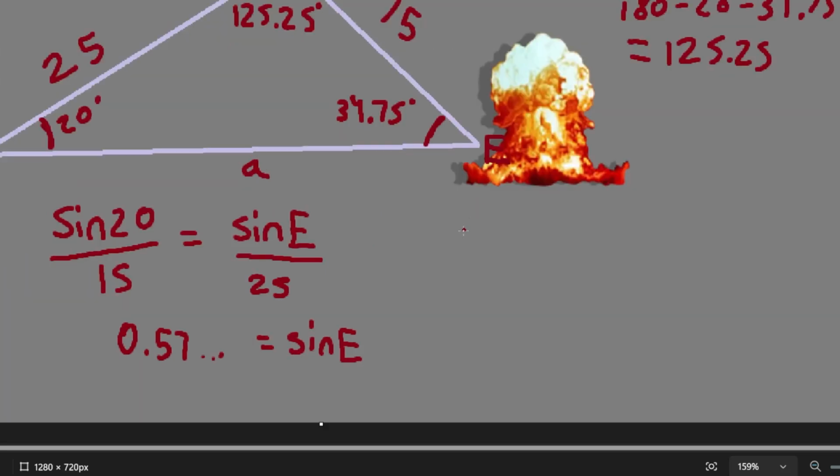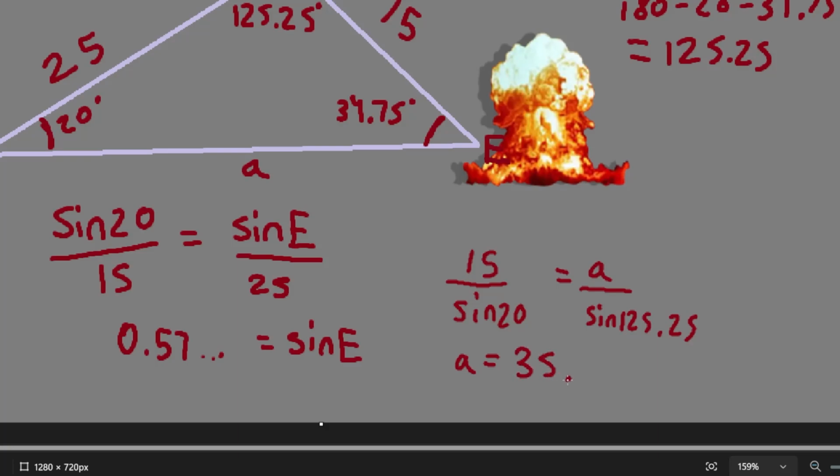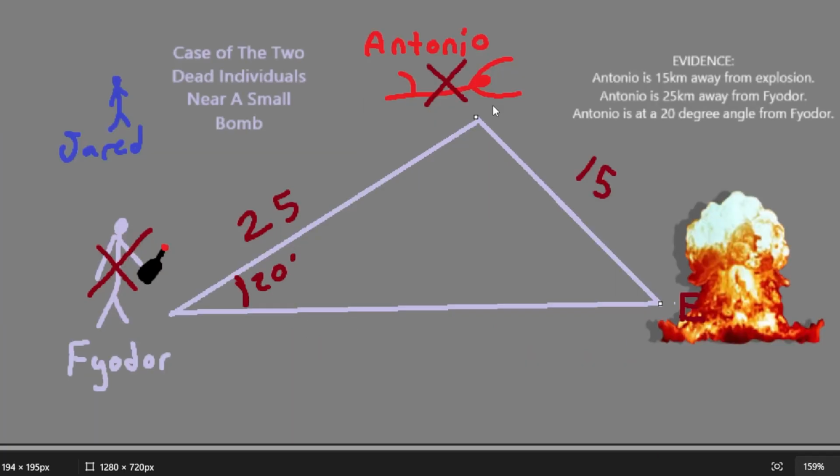We can use the same values here, but we're solving for the side length, so 15 on top. 15 over sine 20 is equal to a over sine 125.25. And after we solve for a, a is equal to 35.82 kilometers. Wait, so why did Fyodor die?